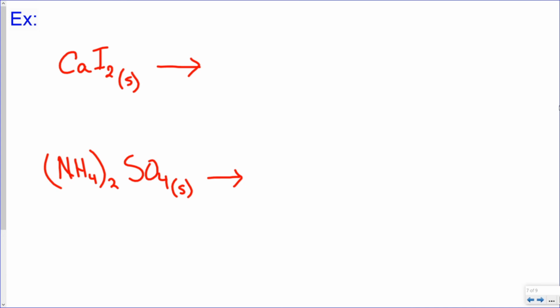Here's 2 more examples. Let's just take a look. Let's see if these would dissociate. And if they do, then let's write them. So calcium iodide. If you take a look at that, iodide has high solubility with most. So we're going to break this apart into calcium, which has a 2 positive ion. And we'll have iodide, which has a 1 negative. We need to balance, so we need a 2 here, and we're off to the races.